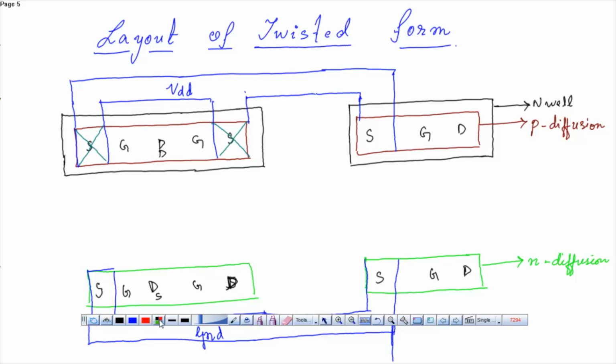Now let's place the contact. Similarly, a contact over here and a contact over here. Okay. Now the gates have to be shorted. The gates are shorted by placing a poly layer.